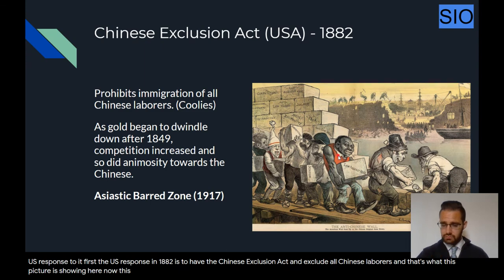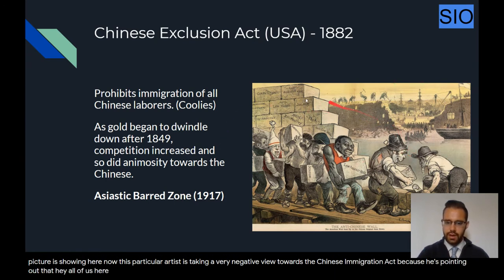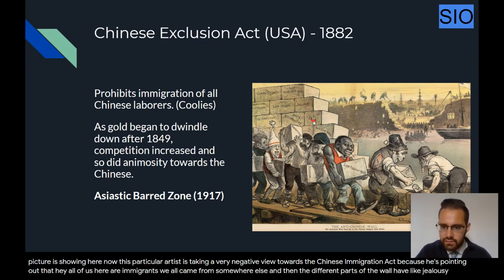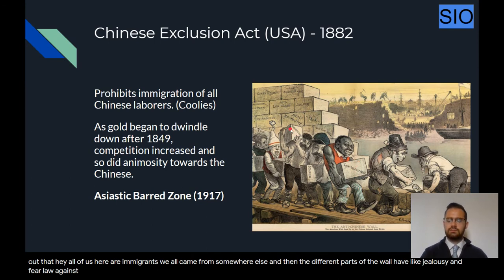Now, this particular artist is taking a very negative view towards the Chinese Immigration Act because he's pointing out that, hey, all of us here are immigrants. We all came from somewhere else. And then the different parts of the wall have like jealousy and fear, law against race. Obviously taking a very negative view there.